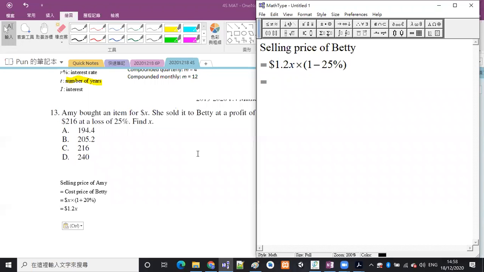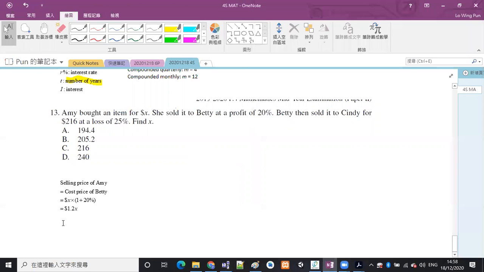Okay, and then we just simplify this expression first. I think it should be equal to 0.9x. Okay, 1.2 times 75% should be 0.9. The selling price of Betty should be 0.9x, but the question also told you that Betty then sold it to Cindy for $216. $216 will be the selling price of this transaction.